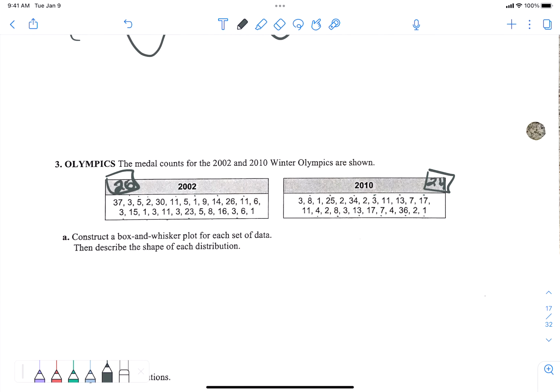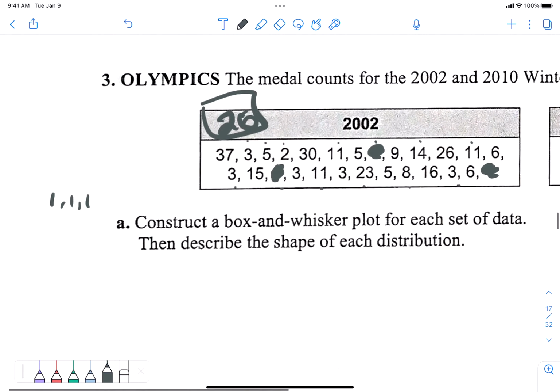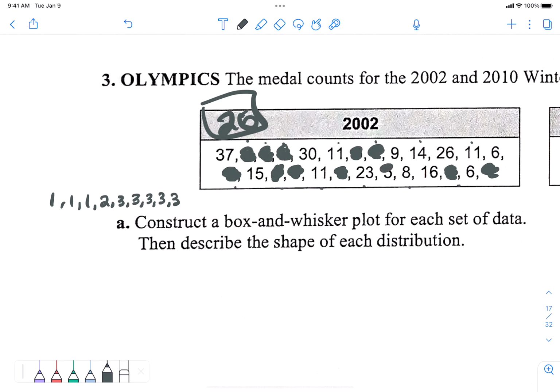All right, let's go in order. I see 3 1s over here. I see a 2, but I only see 1 of them. And I see a bunch of 3s. 1, 2, 3, 4, 5 of them. Okay, now on to 5s. I see 3 5s.